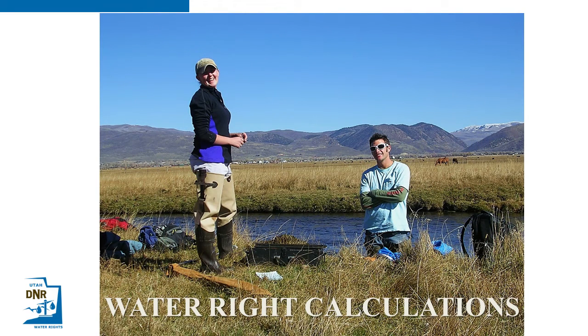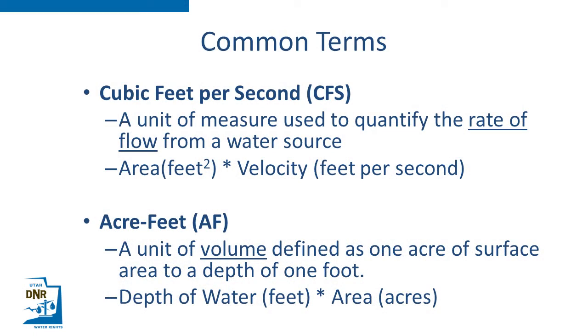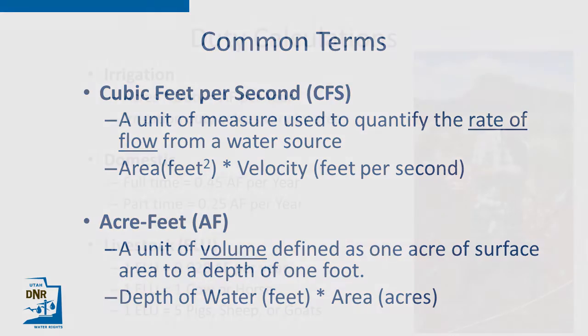Another important part of the application process is knowing how much water will be used. Let's look at how to calculate that. Common terms, again, cubic feet per second is the flow rate of a water right, and acre foot is the volume amount. Most applications now are quantified in the acre foot amount, and for our purposes here, we will also use acre feet.